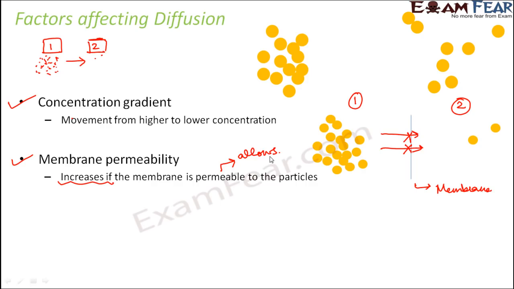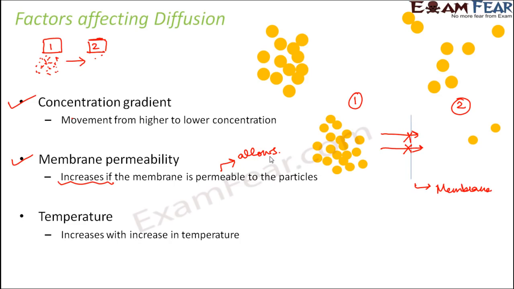Next is temperature. The rate of diffusion increases with an increase in temperature. Now what will happen if you increase the temperature of some particles? For example, when you boil water, what happens? You increase the temperature. So what happens when you increase the temperature? Whenever you increase the temperature, the particles gain kinetic energy. So the kinetic energy increases.